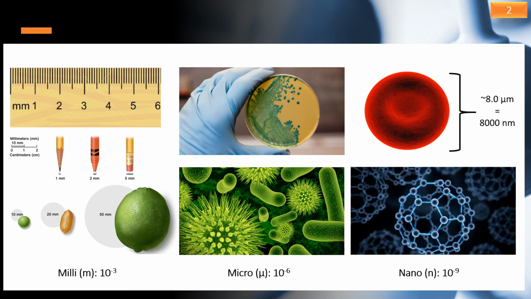And the next scale after that is the nanoscale. To give an example, your red blood cells are about 8 micrometers in diameter, and this is equivalent to 8,000 nanometers. One nanoparticle that exists is called a buckyball, and they're basically just a hollow soccer ball. They are about 1 nanometer in diameter, so you can fit 8,000 of them in a line across your red blood cell.